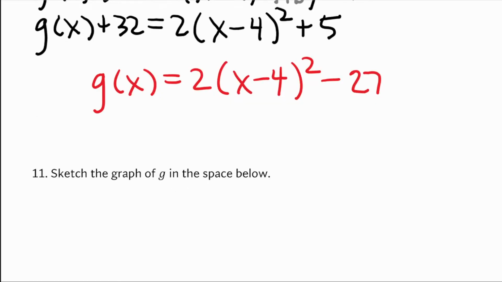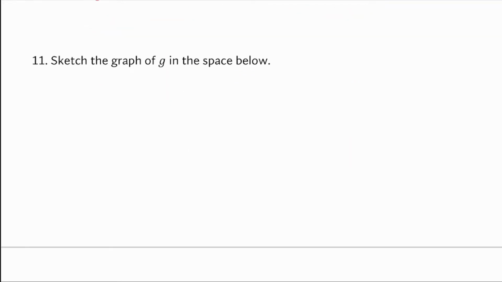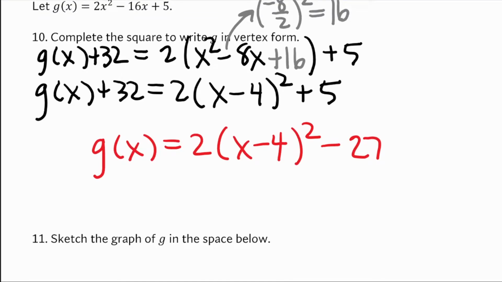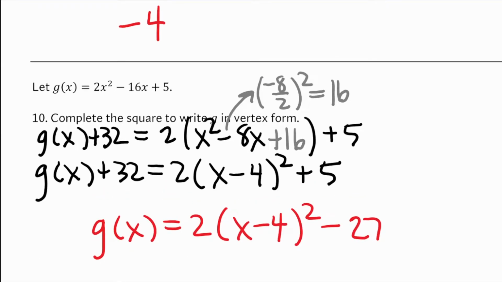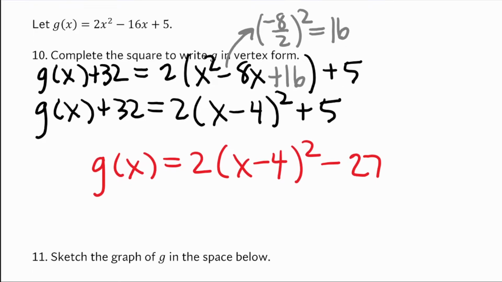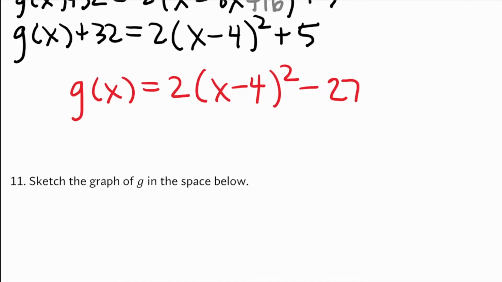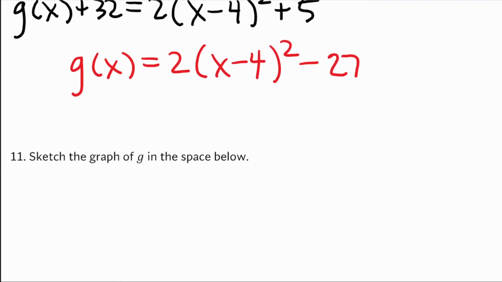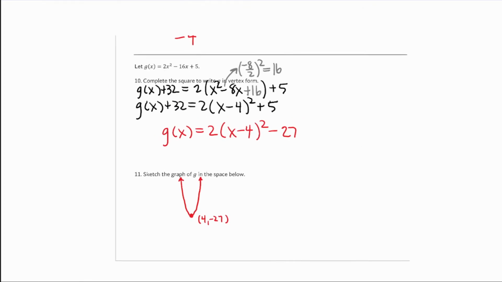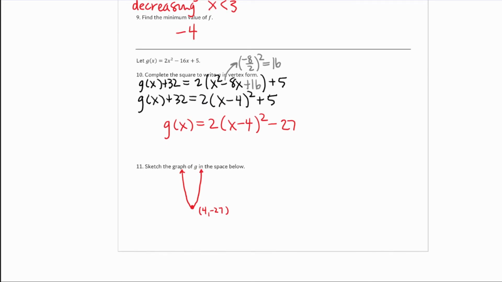Then sketch the graph of g in the space below. All right, the coordinates of the vertex are 4 and negative 27. It opens up because of the positive 2. It's kind of narrow. I think that would be plenty good for a sketch.